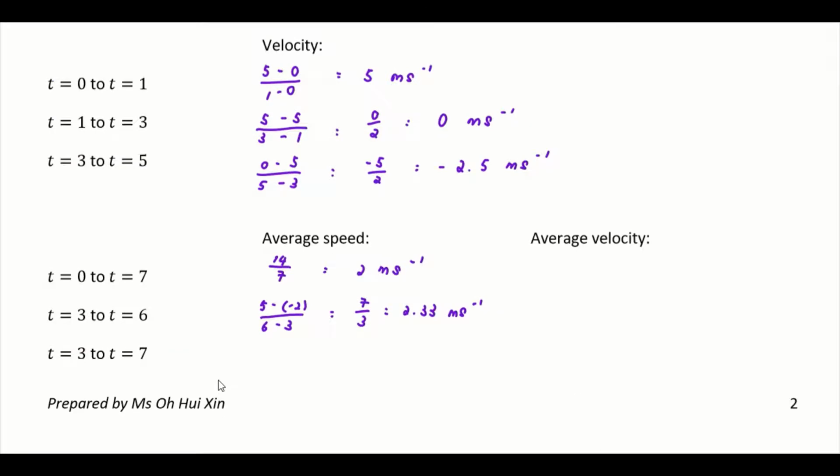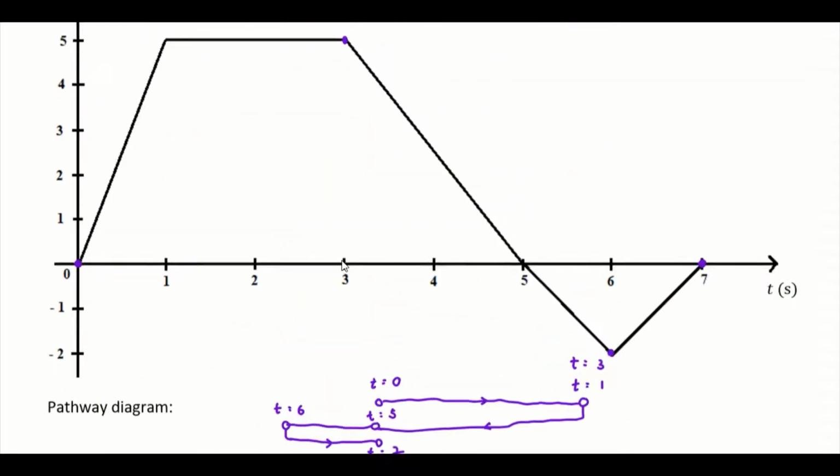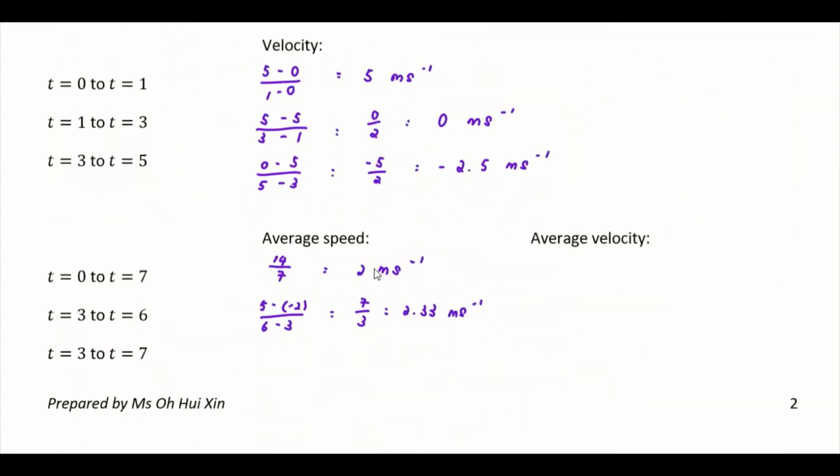Okay, so now let's look at the last one, t equals 3 to t equals 7, which means from here up to here. You can see that from 5 to -2 is going to be 7, and then -2 going back to 0 is going to be another 2, so in total it will be 9. So 9 over the total time involved, which is 7 minus 3, so we get 9 over 4. This will give you 2.25 meters per second.